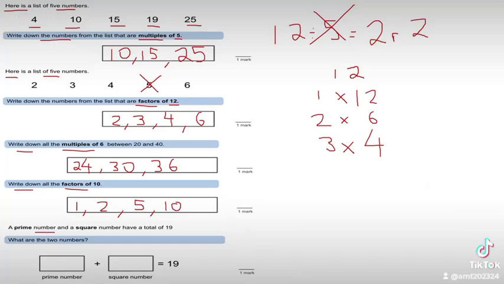A prime number and a square number have a total of 19. What are the 2 numbers? Okay, so remember, a prime number is a number that has explicitly 2 distinct factors, 1 and itself. Okay, 1 is not prime, that's quite a common mistake here. A really common mistake that my students make year upon year, unfortunately. So 1 is not prime because 1 has 1 factor, namely 1.